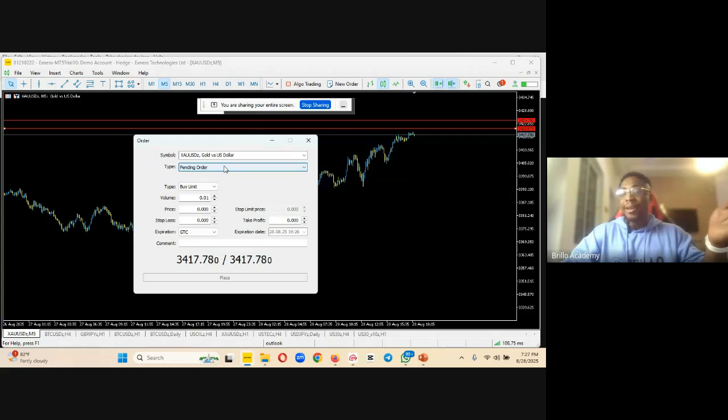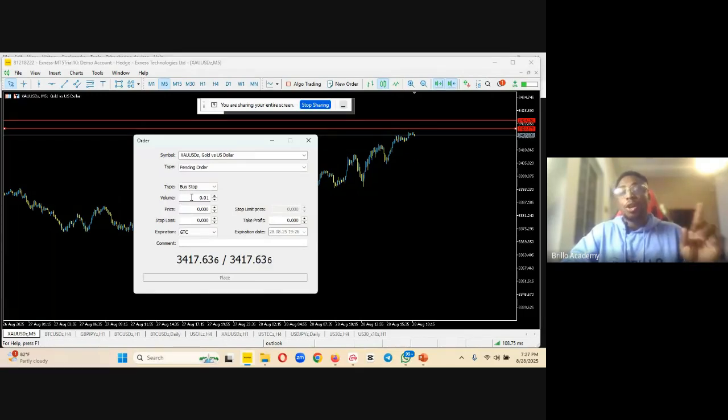Although on your mobile device, you'll see the buy stop and buy limit. You won't see pending order. But for the personal computer, the moment you change it to pending order, you'll be able to change your order. So what I'm looking for is buy stop. Now, this is buy stop. So what they're going to be asking for is the price level where you want the buy stop to be. So this is the price level.